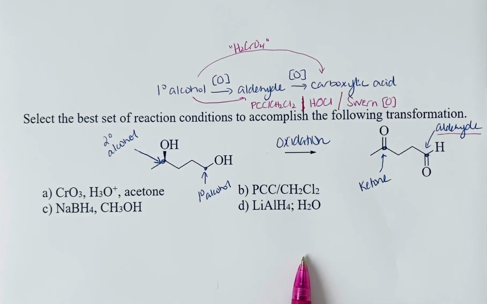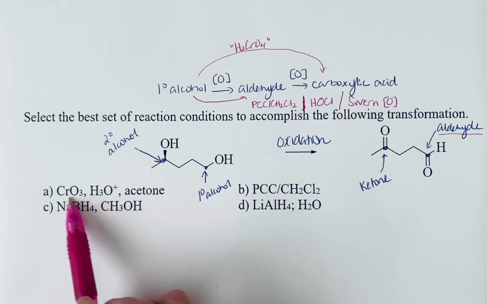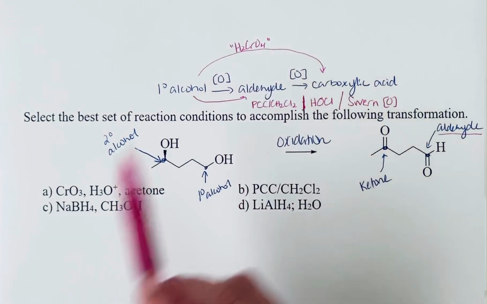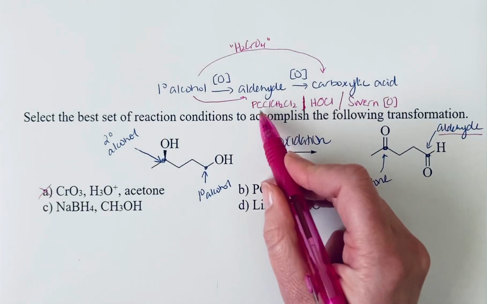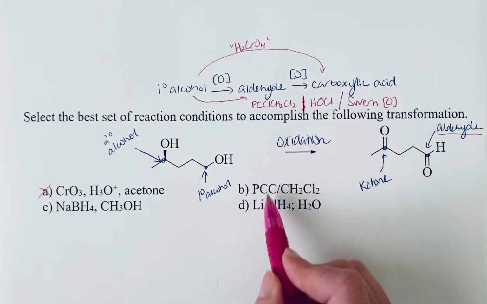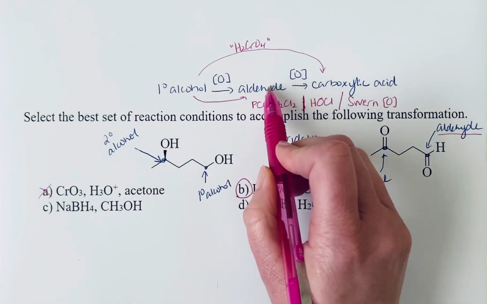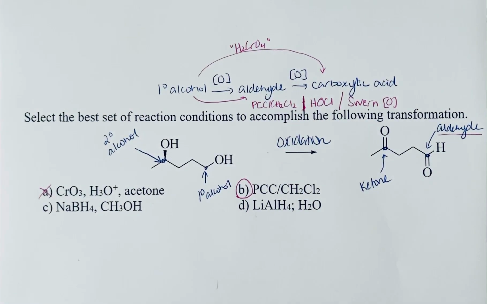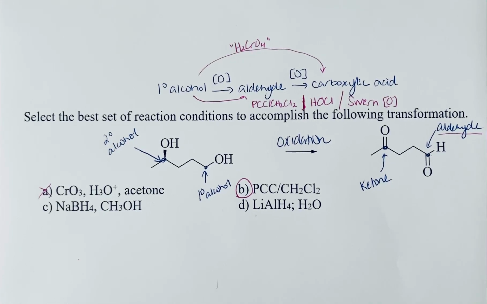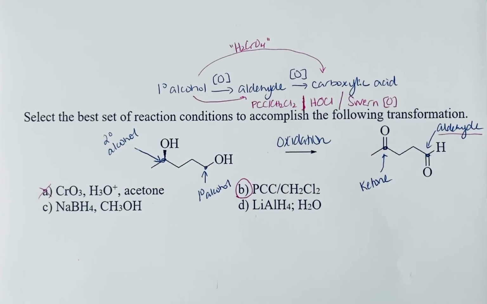If we take a look at our reaction conditions, the first set are conditions that will combine to give you chromic acid, so we definitely don't want that one. If you look at B, that's PCC in dichloromethane, so that will work to go from a primary alcohol to an aldehyde. Options C and D are actually reducing agents. These are reagents that you'll be introduced to in the second semester of organic chemistry that will essentially allow you to do the opposite direction reaction.